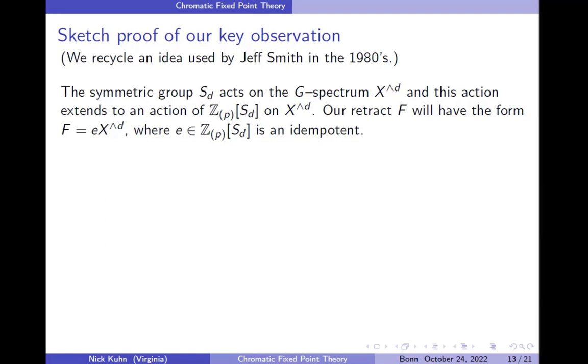Yeah. So you're not claiming here that this smashed power is a ZE module, right? We're working in the homotopy category of equivariant homotopy. We just need that there's this object called X smashed to the d, that's a G spectrum. We're working in a p-local category, so we can extend this action of the group to the action of the group ring.